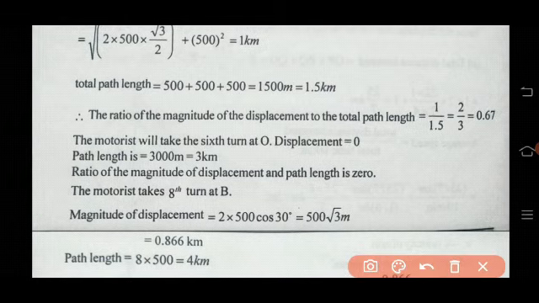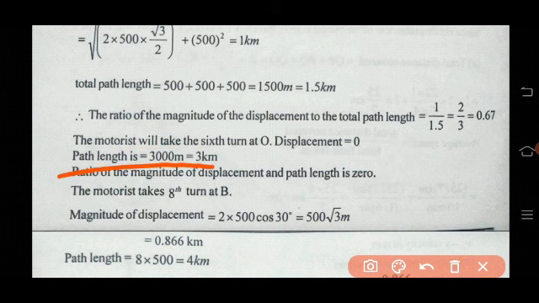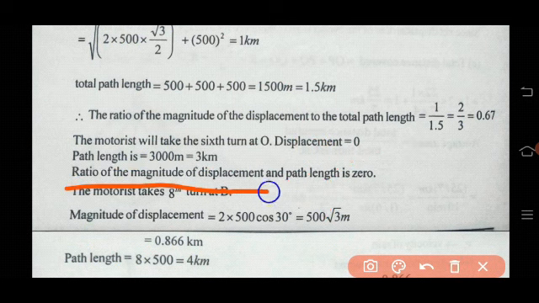So for the sixth turn, see the answer here. The motorist will take the sixth turn at O, that is, the displacement is 0. And what is the path length? That is 3000 meter, that is 3 kilometer. Therefore, what is the ratio? The displacement is 0, the path length is 3, so 0 by 3 is 0. Therefore, the ratio of the magnitude of the displacement and path length is 0. Clear? Understood?